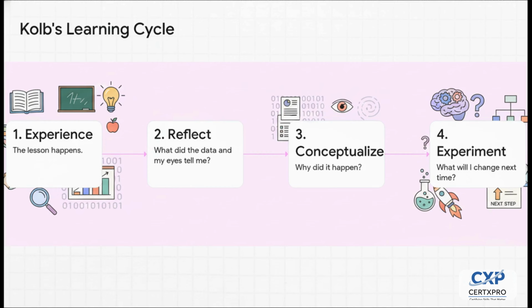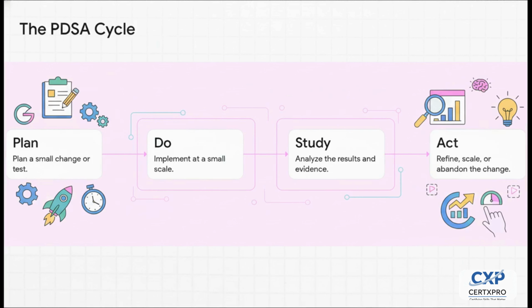Third, you try to figure out why it happened that way. And finally, you plan your next experiment. What are you going to tweak for next time? And if you want to make even faster, smaller tweaks, the Plan, Do, Study, Act cycle is another great tool. It lets you quickly test a small change, study the immediate results, and then act on it, maybe for the very next class. It's all about being nimble.